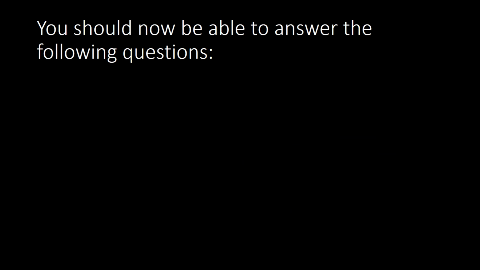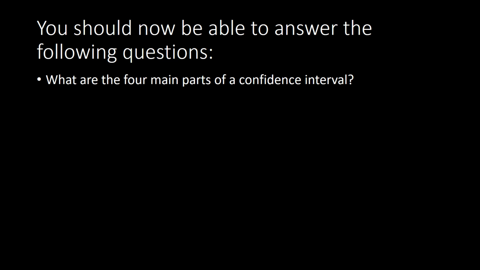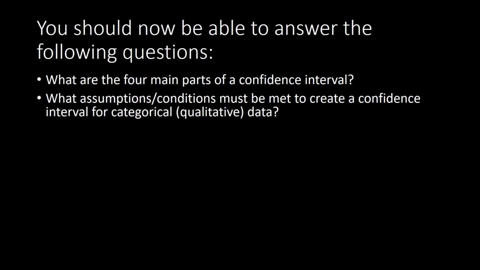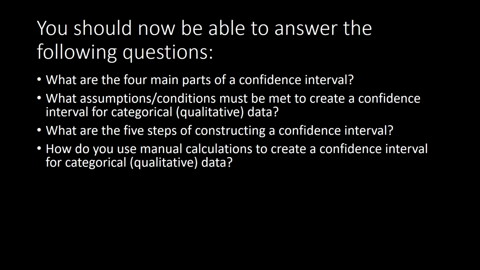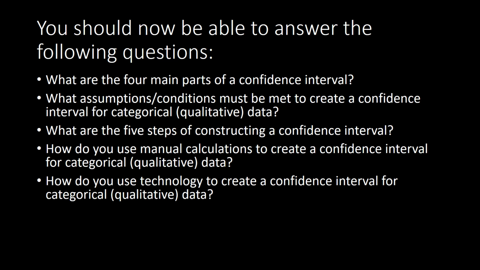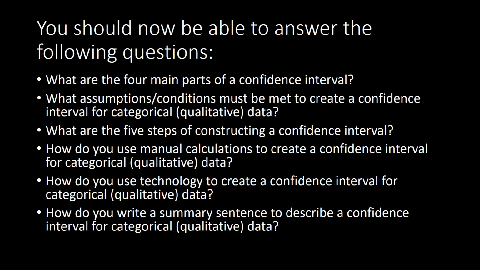Now that you've watched this video, you should be able to do the following. What are the four main parts of a confidence interval? What assumptions and conditions must be met to create a confidence interval for categorical or qualitative data? What are the 5 steps of constructing a confidence interval? How do you use manual calculations to create a confidence interval for categorical or qualitative data? How do you use technology to create a confidence interval for categorical or qualitative data? And lastly, how do you write a summary sentence to describe a confidence interval for categorical or qualitative data?